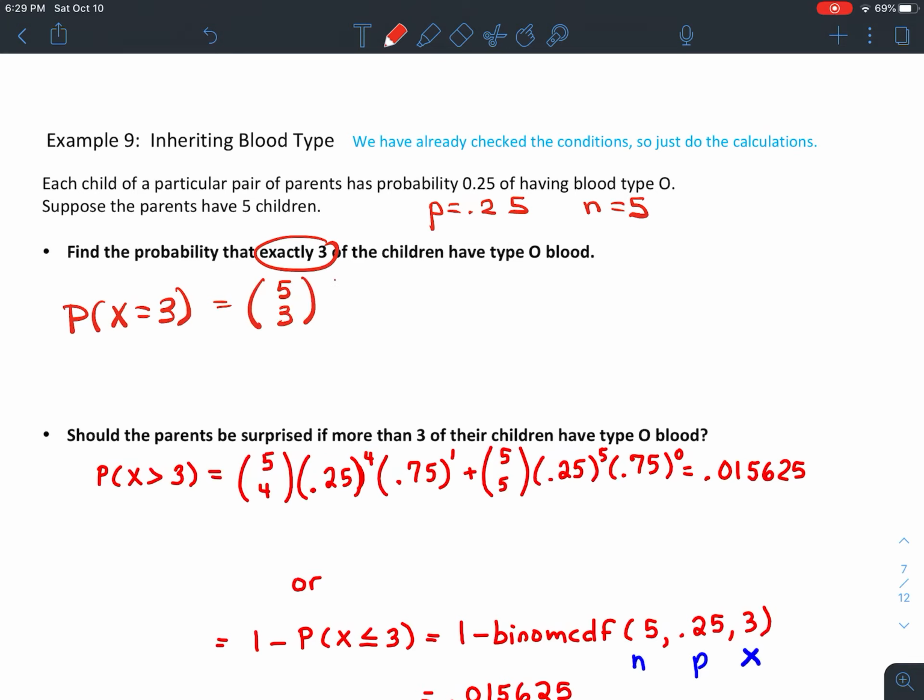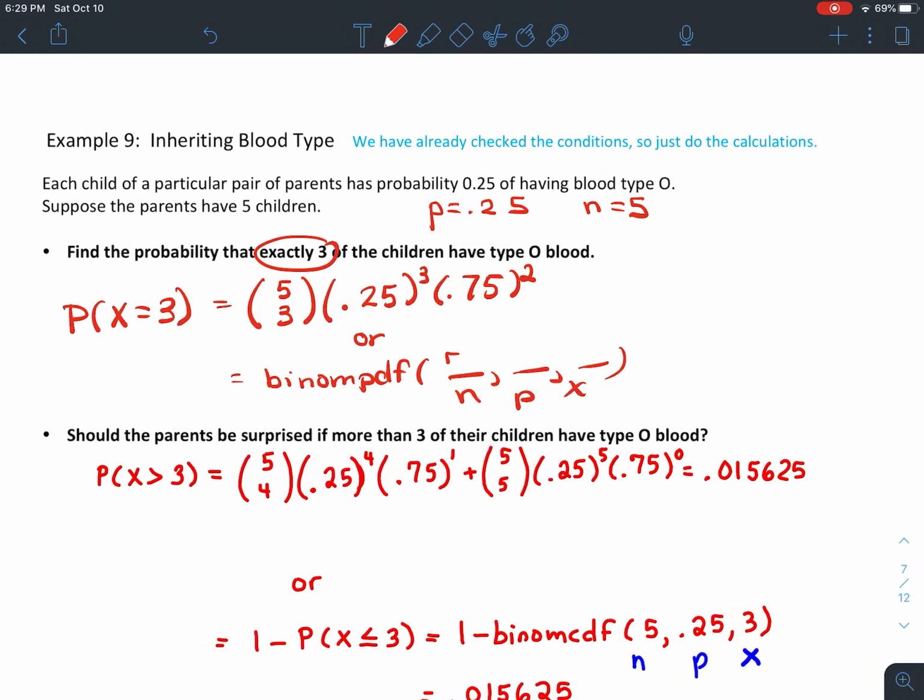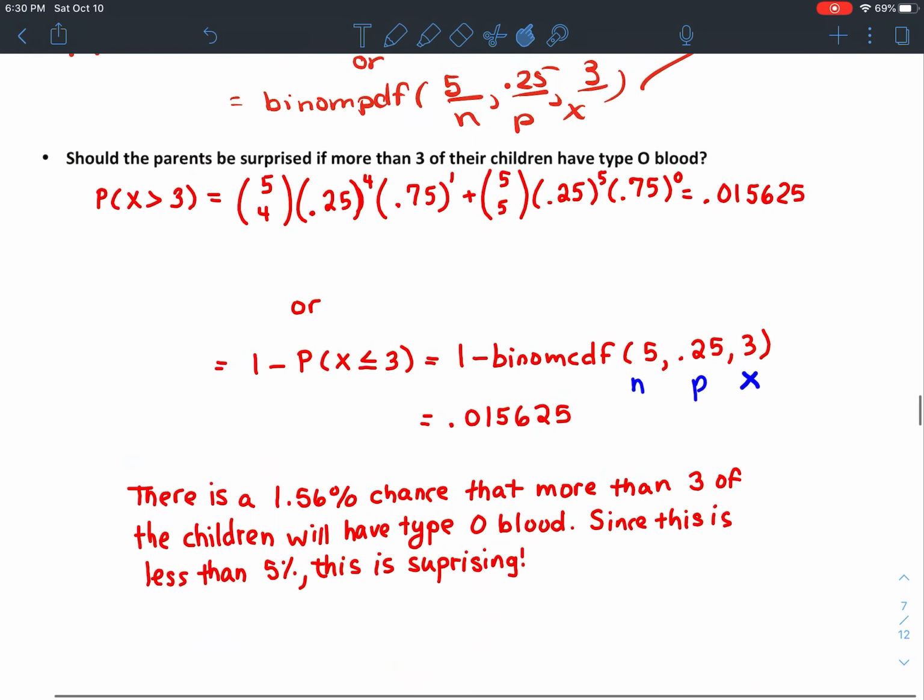Okay. Once again, always be comfortable and familiar with how to use the formula. It does creep up in many multiple choice questions, so you want to be comfortable with how it's set up: number of trials, number of successes, probability of a success raised to the number of successes times the probability of a failure raised to the number of failures. Okay, or we could do binom PDF. We're looking at 5, .25, and 3. Either way, we're getting 8.79% chance there.